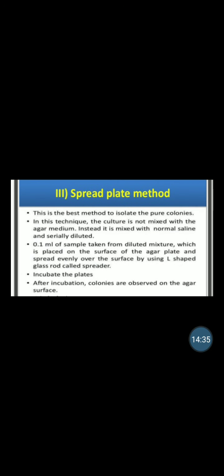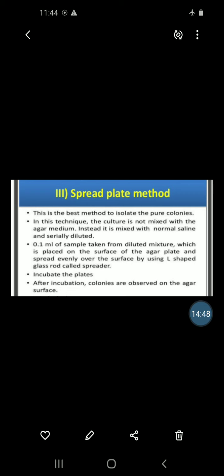Then the spread plate method. This method is best to isolate the pure colonies. In this technique, the culture is not mixed with agar medium. Instead, it is mixed with normal saline, and then it is serially diluted.